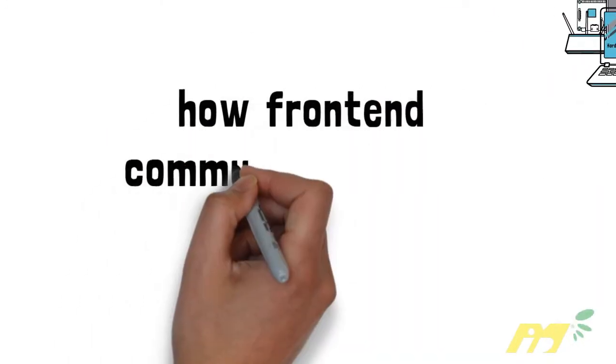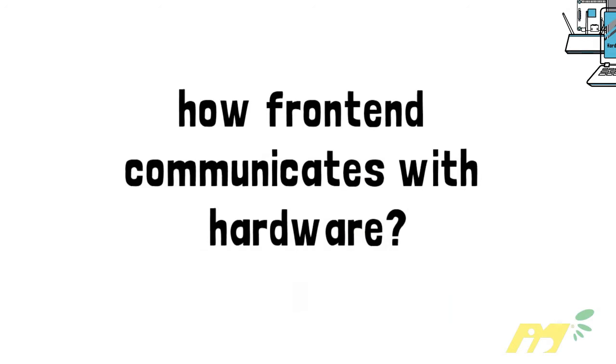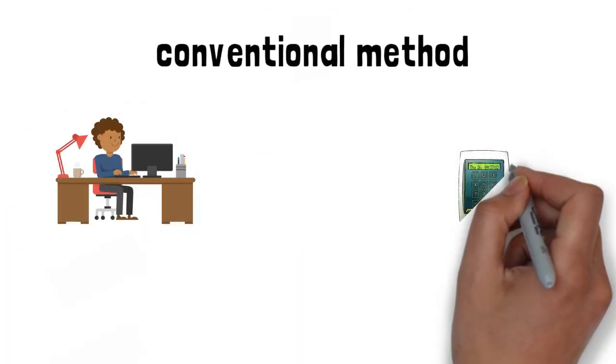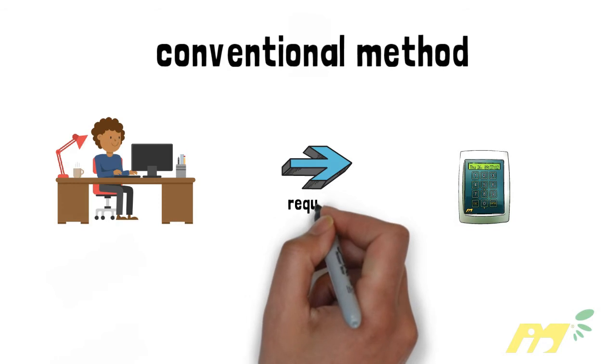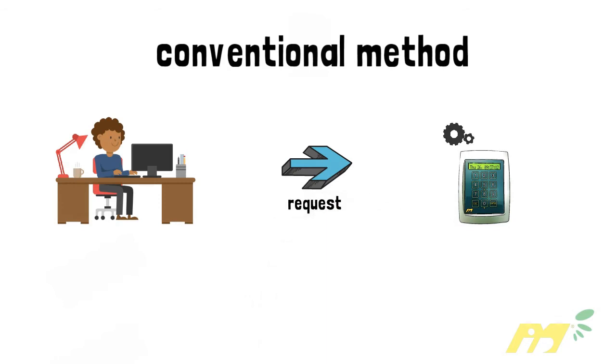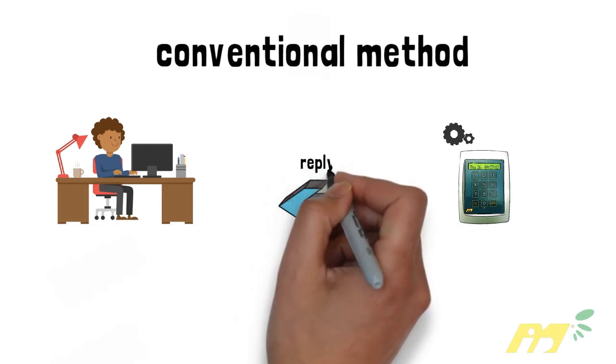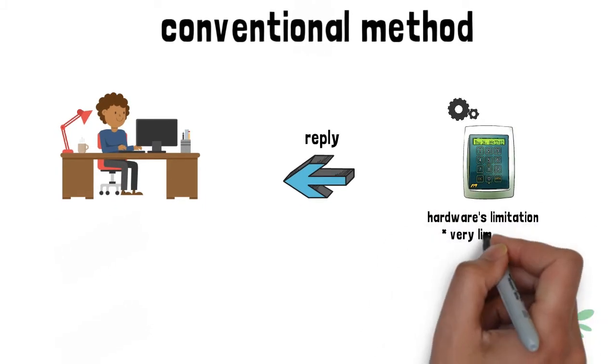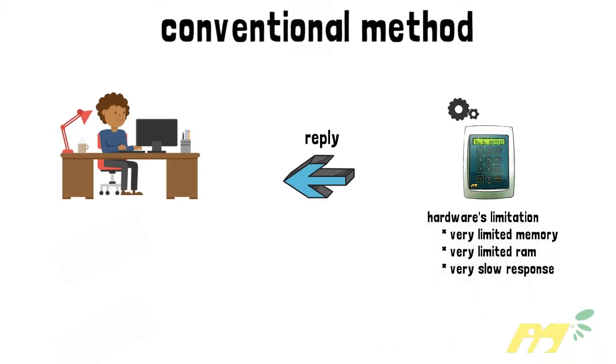Now, the question is, how does the front end communicate with hardware? In our conventional method, the method by which most of our software works, the front end requests information from the hardware. The hardware processes it and replies. This process is done one at a time. Due to the hardware limitation, this will be too slow.